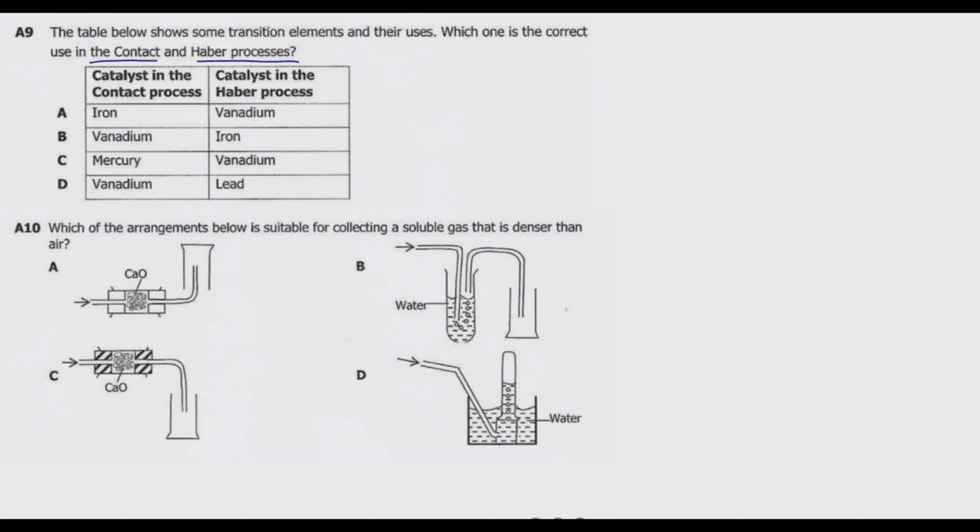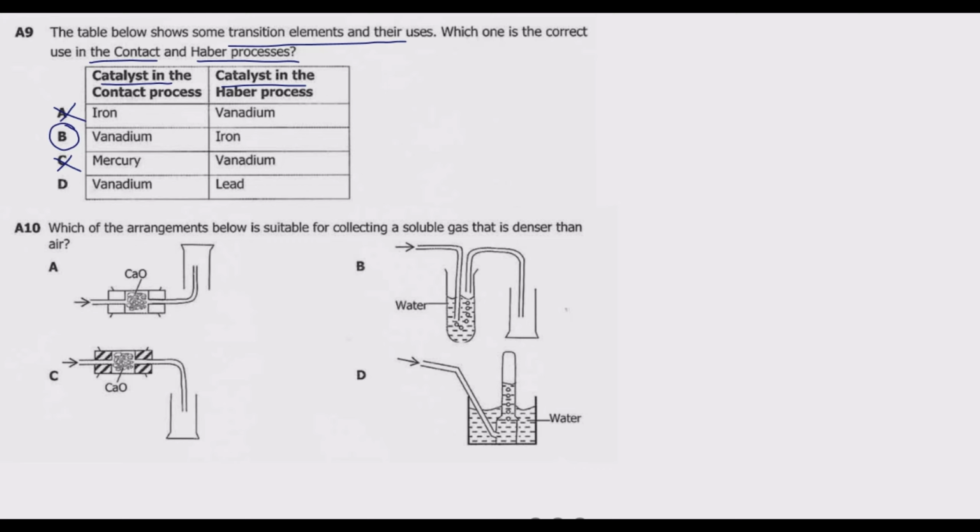So now, what we need to establish is which elements among the transition elements in the periodic table are used as catalysts in these. If you understand what the contact process is and what the Haber process is, it should be very easy to deal with. We know that in the contact process, we use vanadium. So you discover A and C are out, and it's between B and D. Then in the Haber process, we use iron as the catalyst. This makes B the correct answer.